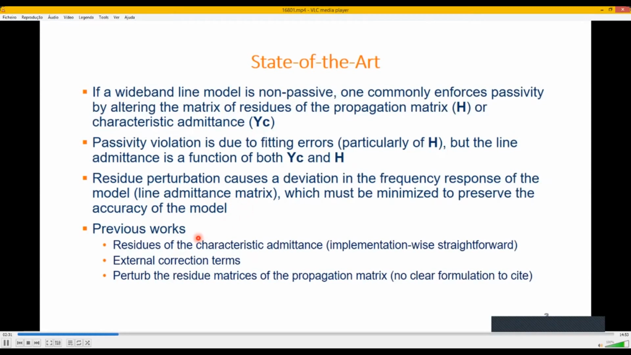Finally, we can group the previous works in three categories. First category is the perturbation of residues of the characteristic admittance. This is implementation-wise straightforward since there is a linear relation between line admittance matrix and the residues of characteristic admittance. Second category is the application of external correction terms. This approach has the highest risk of accuracy loss. Finally, the perturbation of the residues of propagation matrix is mentioned in the literature, but the relation between the residues of H and the admittance matrix is nonlinear, and there is no clear formulation in the literature to cite.